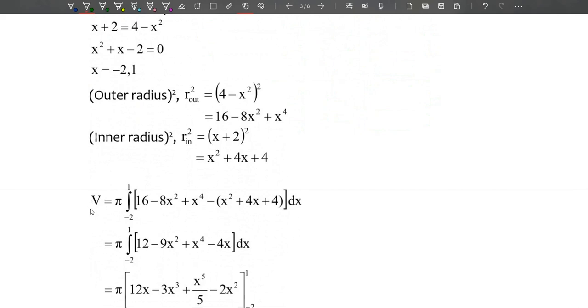And then we calculate for V. V is equal to pi, integrate from negative 2 to 1. Okay, outer radius squared, R out squared, the one that we have expanded earlier, minus the inner radius squared. Remember, when it involves a negative like this, make sure the inner radius is written in brackets. And integrate with respect to x.